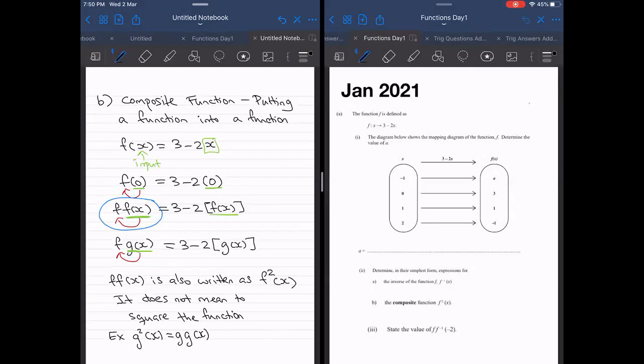So what you need to take from this page is that whereas before we were inputting numbers, now we're going to input functions. Whereas before we were putting in numbers, you can also put in a function. We haven't done the question yet. This is just the knowledge for the question, because I want you to understand what a composite function is first.